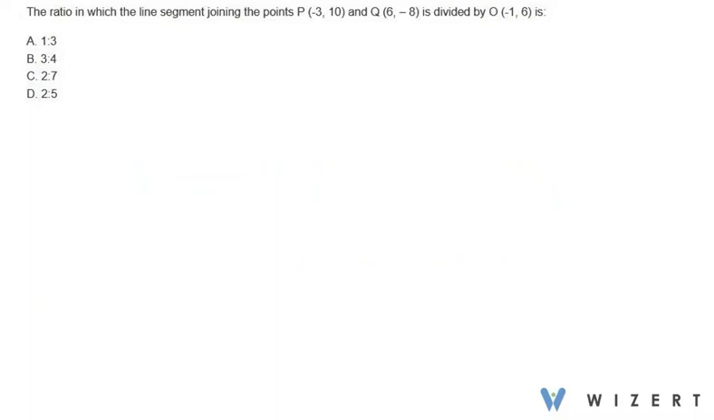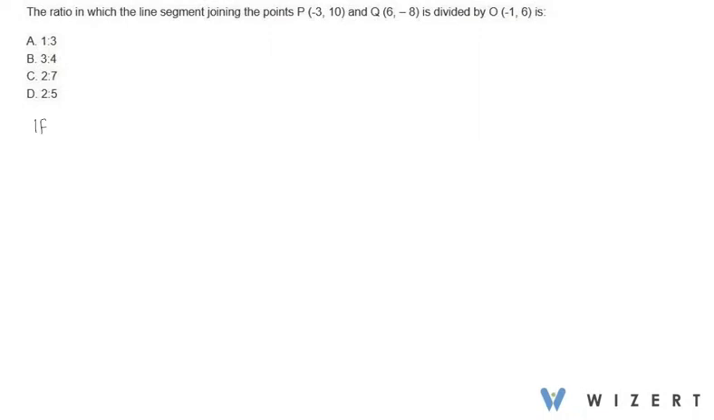We have this question here. The ratio in which the line segment joining the points P(-3, 10) and Q(6, -8) is divided by O(-1, 6) is. Now here we use the ratio formula.